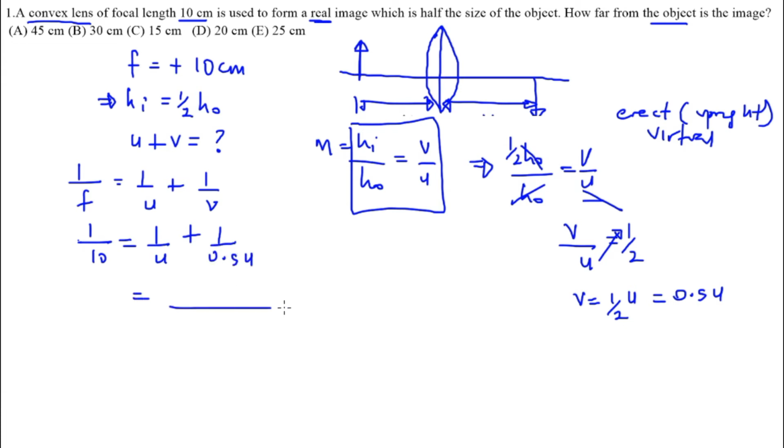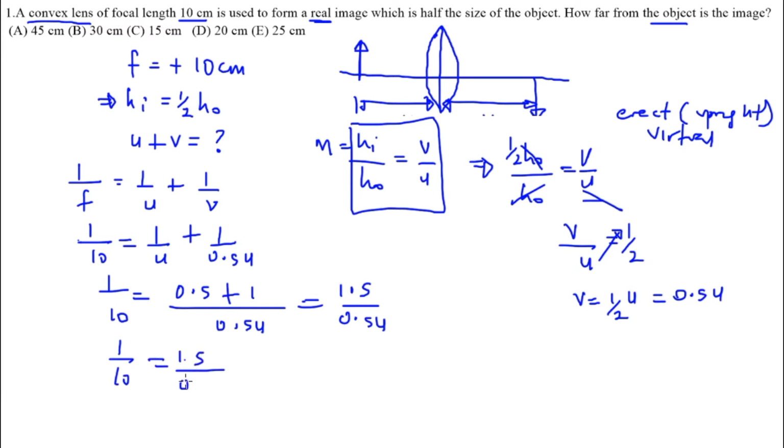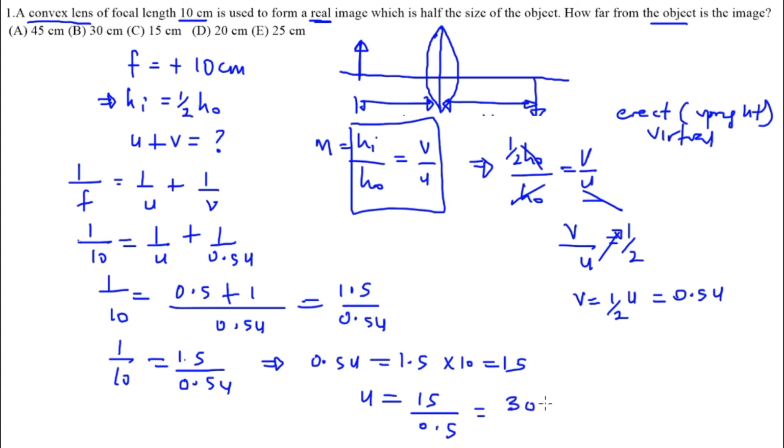Okay, so I can find my LCM, which is 0.5u, and this will give me 0.5 plus 1, that's equal to 1.5 upon 0.5u, which is 1 over 10. That means 0.5u is equal to 1.5 times 10, which is actually equal to 15. That means u is equal to 15 divided by 0.5, which is equal to 30 centimeter.